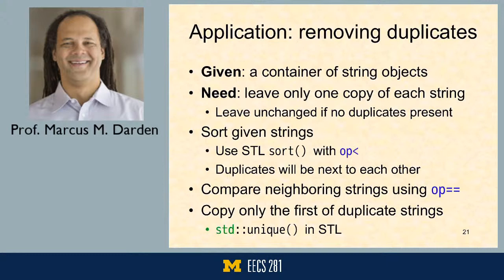I could sort the entire container using STL sort. That would use operator less than. Once the duplicates are next to each other, because if they're sorted, duplicates have to be next to each other, then I can compare neighboring strings using operator equals and copy only the first of the duplicate ones in there. And you're going to accomplish that with standard unique in the STL. So we could do this pretty quickly with a couple of different calls to the STL. Sort them, call unique on it, give me what I got back.